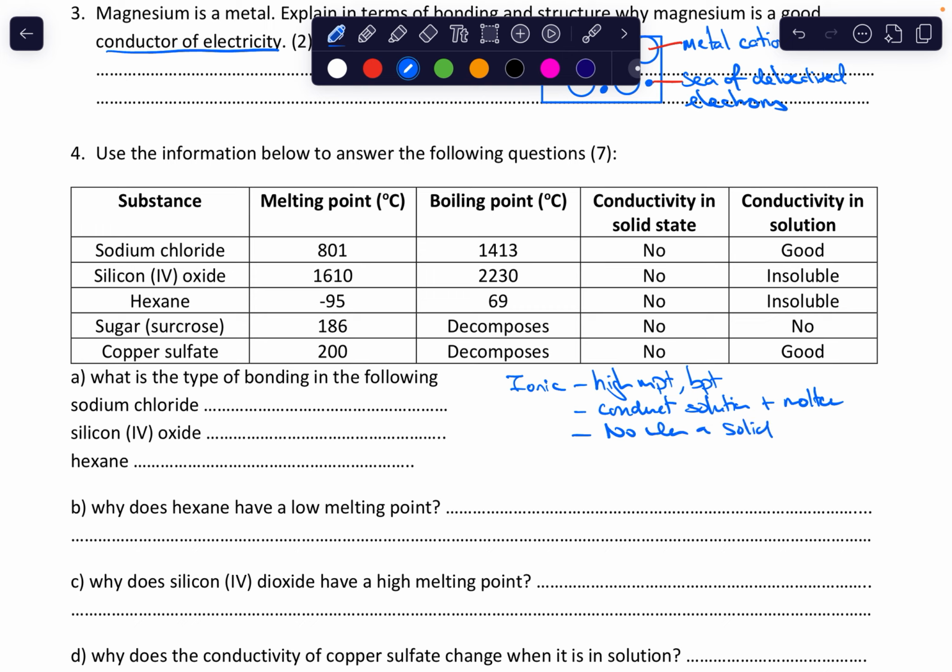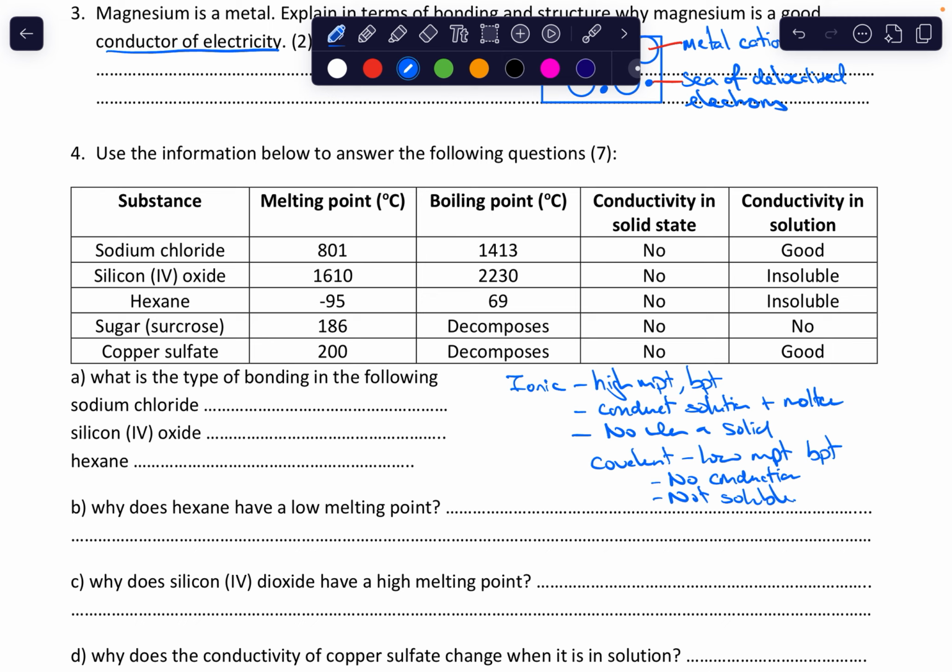Okay. If you are covalent, you will have a low melting and boiling point. There will not be the ability to conduct, so there's no conduction. And these things are not soluble, so they are not great at dissolving.